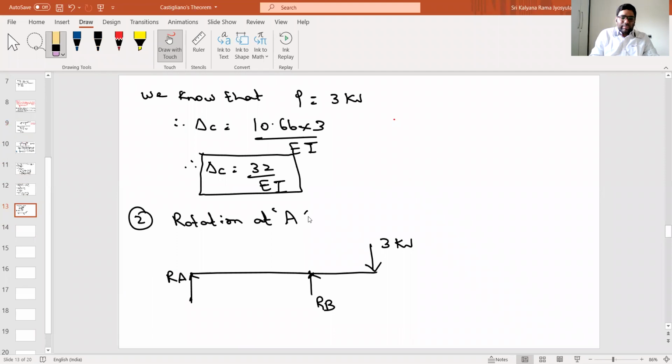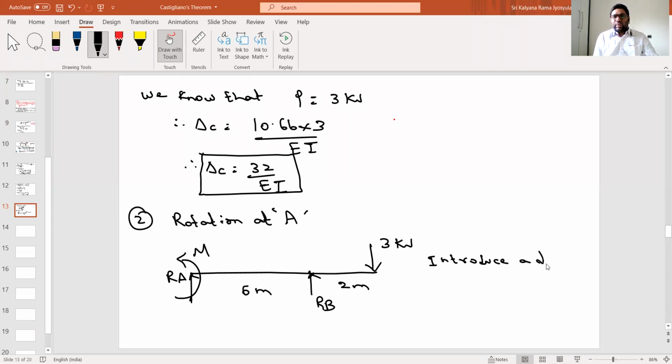So now, what is it that we need to do? RA, and we need to introduce a dummy moment. That is M. Okay, introduce a dummy moment M. So this is 6 meters. This is 2 meters. So here I am writing, introduce a dummy moment capital M.